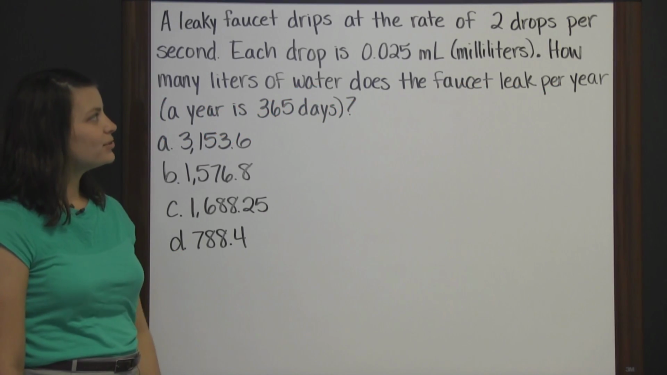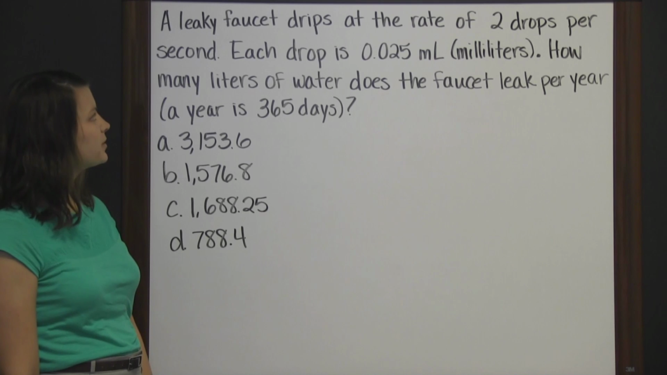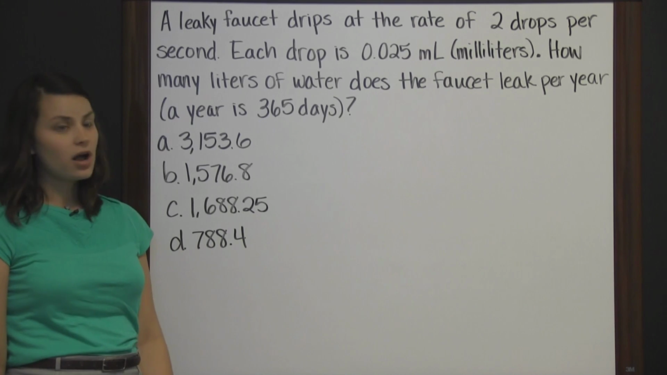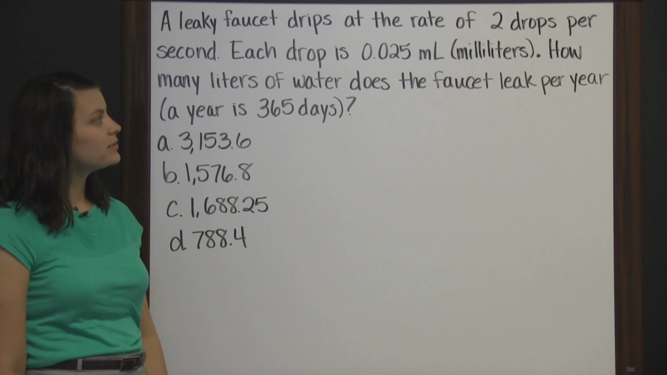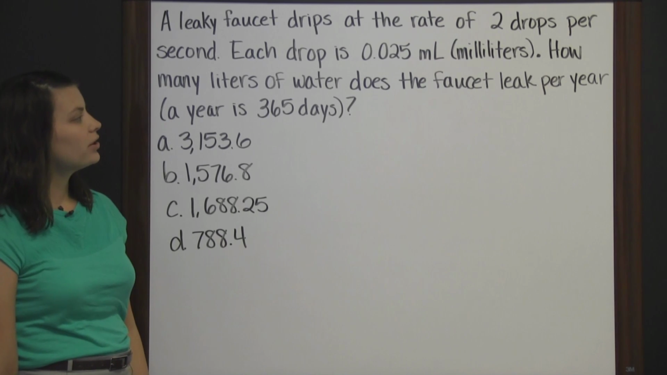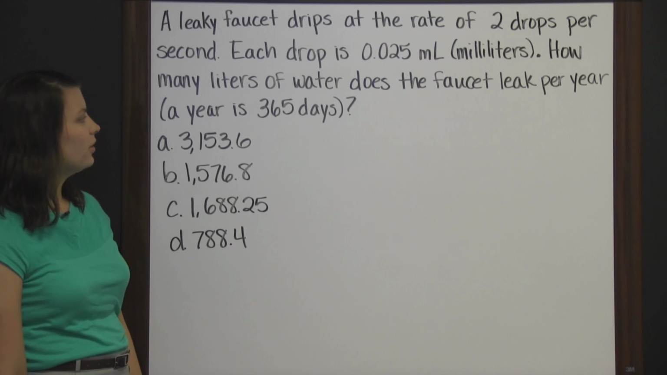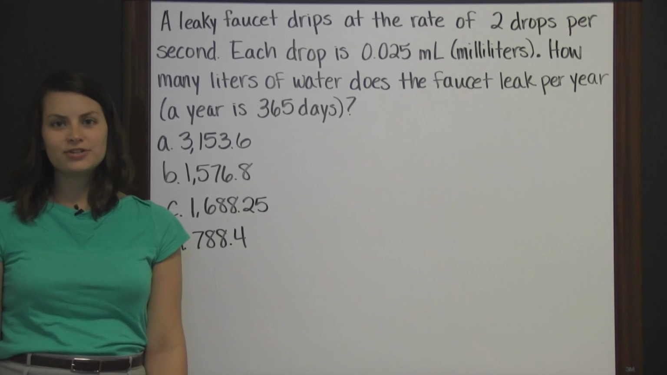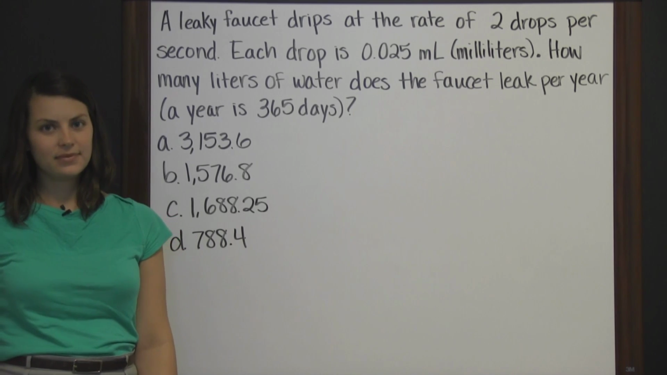A leaky faucet drips at the rate of 2 drops per second. Each drop is 25 thousandths milliliters. How many liters of water does the faucet leak per year? A year is 365 days.